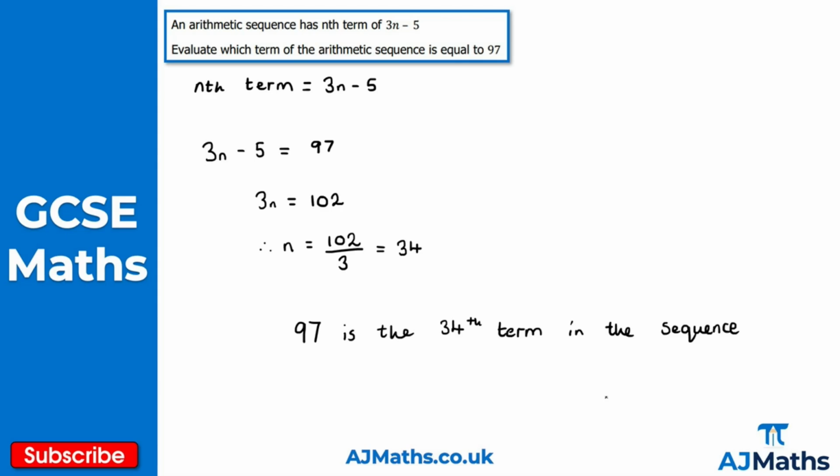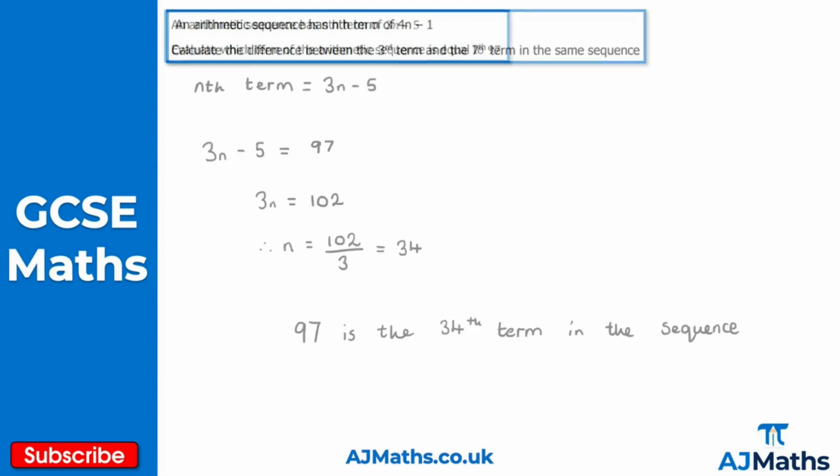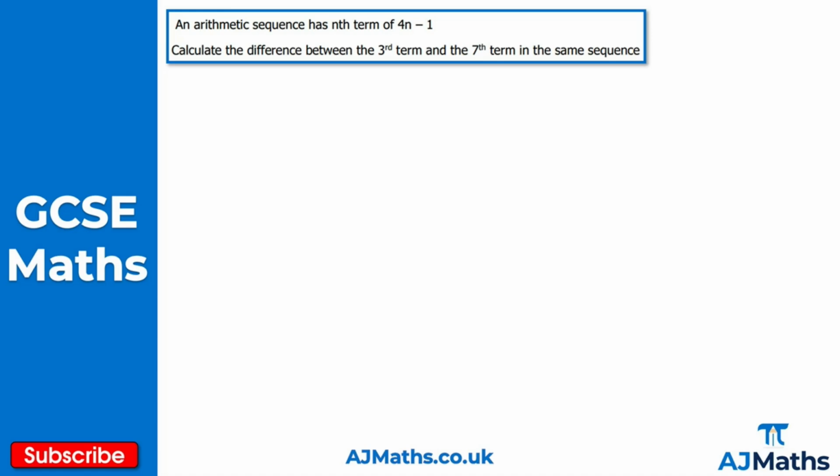And there we have it. So that's our solution to question 4. Moving on to question 5 now, we've got an arithmetic sequence which has nth term of 4n minus 1. We're asked to calculate the difference between the third term and the seventh term in the same sequence. So the nth term here is already given. So the nth term here is 4n minus 1.